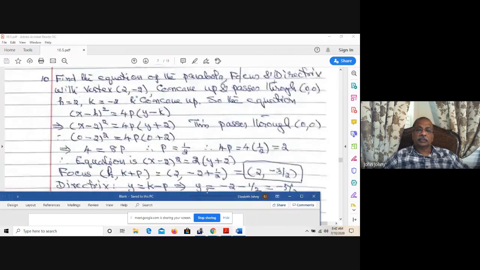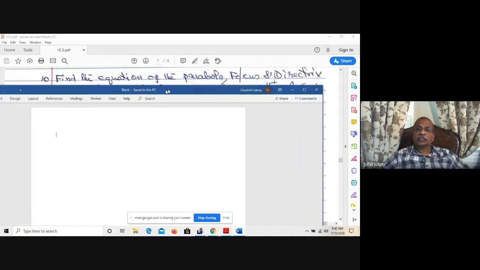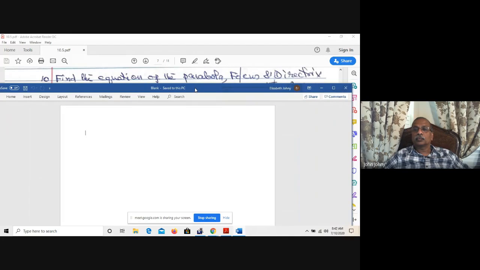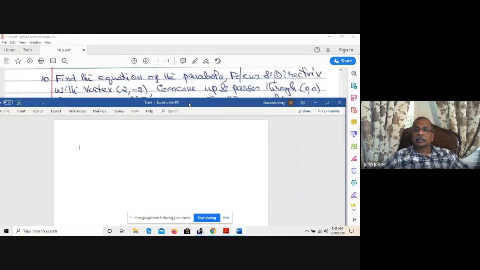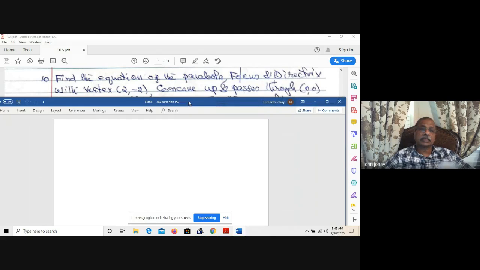Number 10 is similar. No, not very similar. Find the equation of a parabola with its focus and directrix. And here is the given condition. Vertex is 2, negative 2, concave up, and passes through 0, 0. In fact, it was a picture in the textbook, so I didn't want to graph that here.